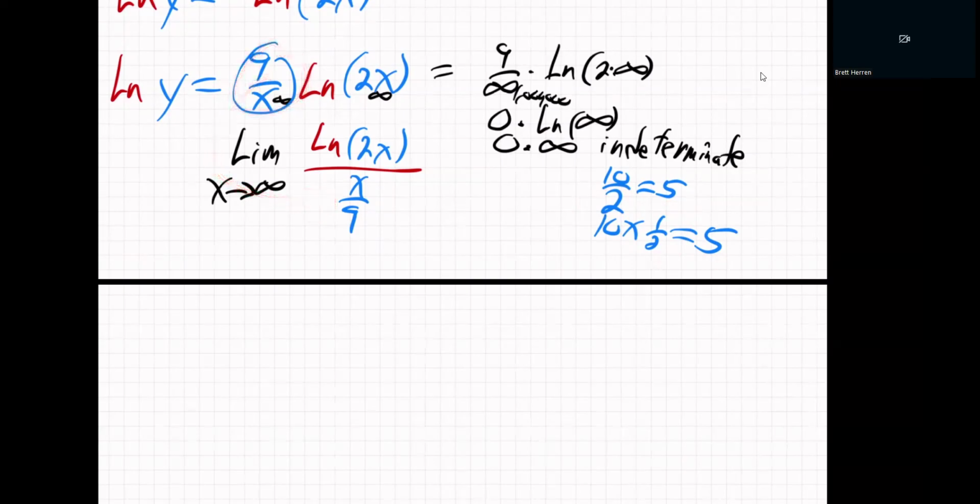Now, what's the great? Okay, so what? What's the great? Well, now when you plug in infinity and infinity, what are you going to get?